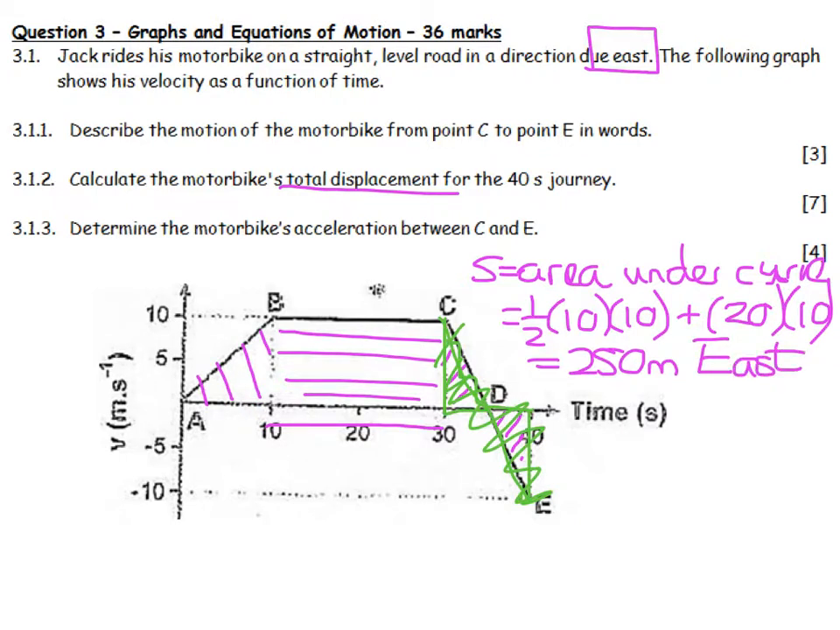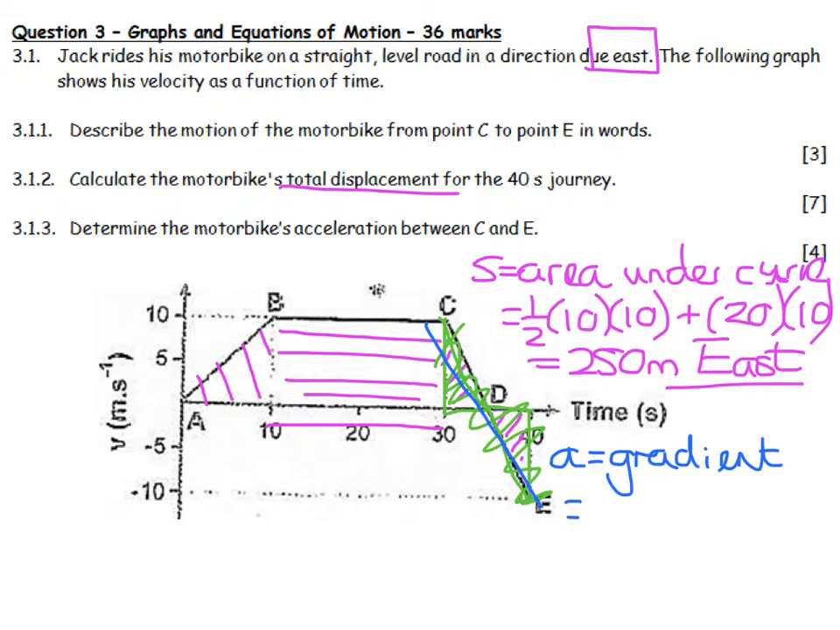Distance doesn't need a direction, or if I said magnitude of displacement, but I said displacement, so I'd have to have a direction. Determine the motorbike's acceleration between C and E. That is, acceleration on a velocity time graph is equal to the gradient. Again, get some marks for writing that.